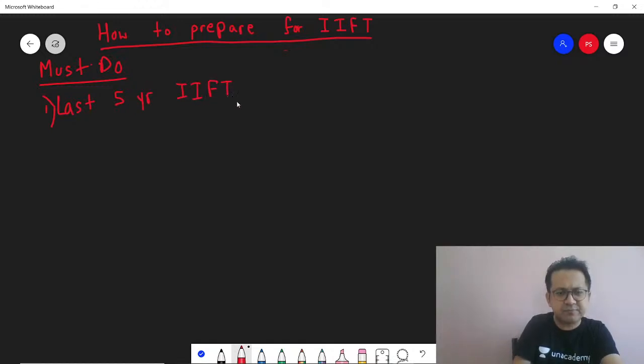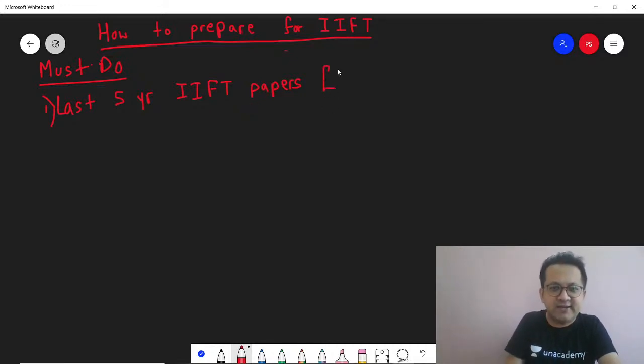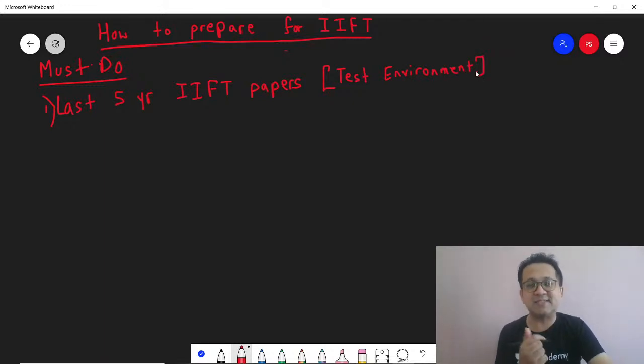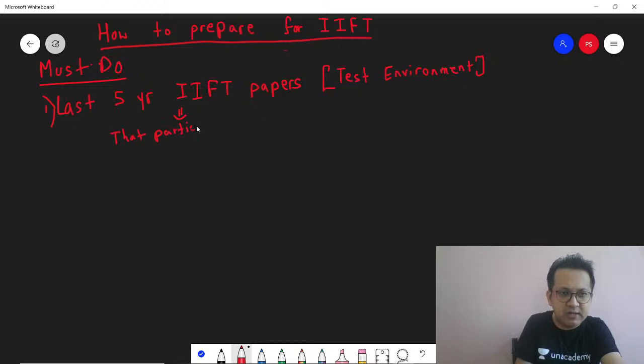When you take these papers, it is not sufficient to just solve it and look at the solution. Don't do that. Do it in a test environment. Very, very important. Let's say this Sunday, you write the IIFT last year paper. Take a 2-hour continuous exam environment. After that, check your answers and go to Google and find out that particular year's cutoff.